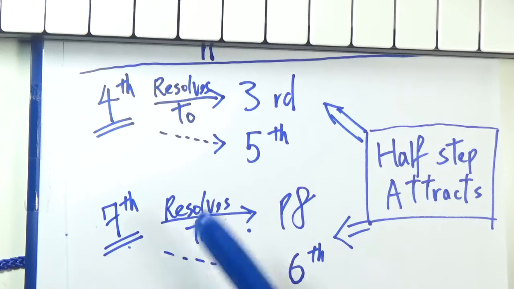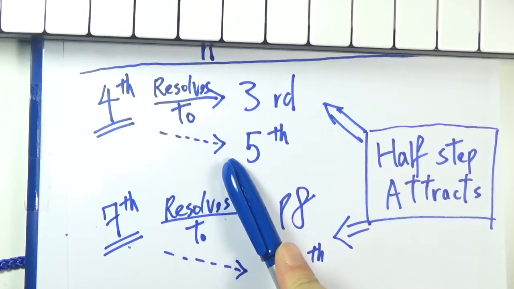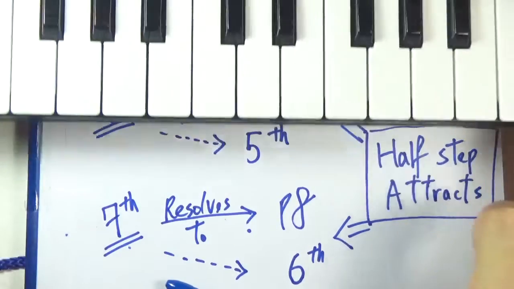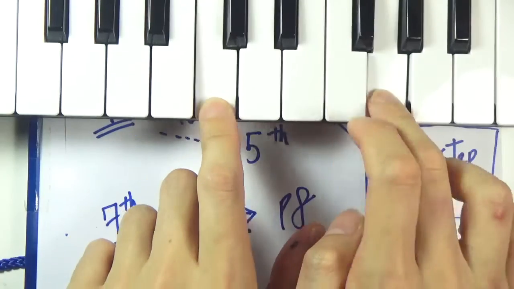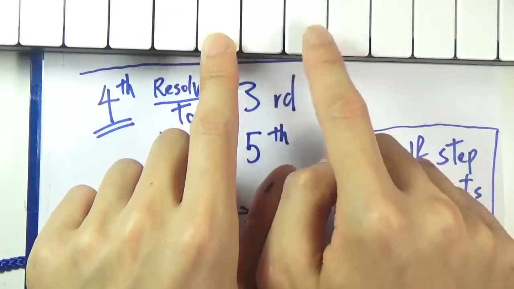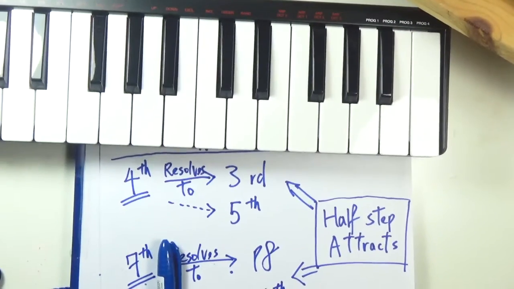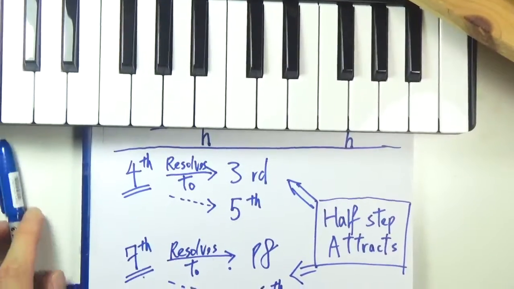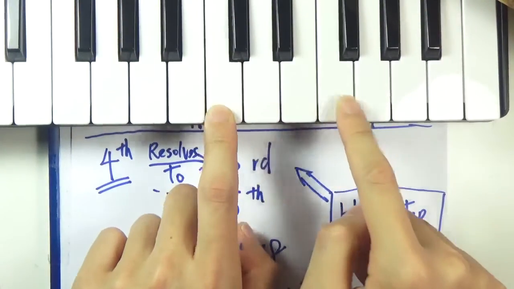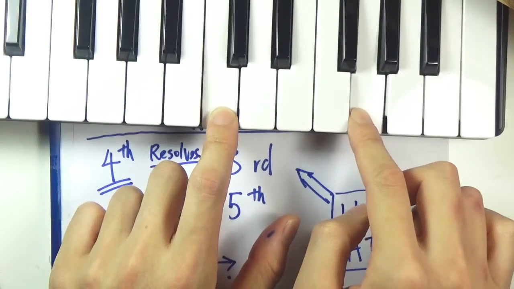So you see I use a solid line here, and I have a dotted line here. The fourth also can resolve up to the fifth, so you can go like this. That one's fine too, but less strong than the other. Let me zoom out a little bit. Let's see if that's acceptable. That one's fine.